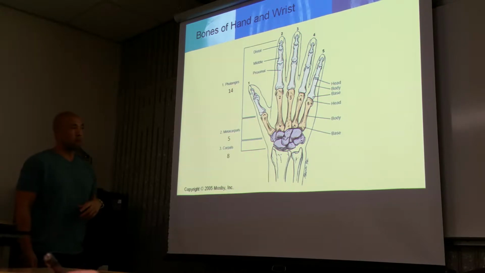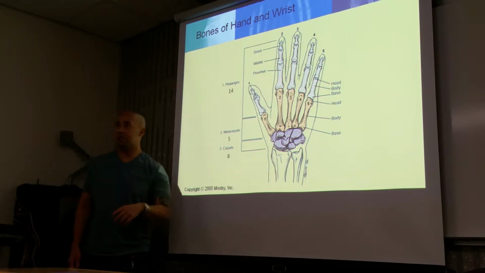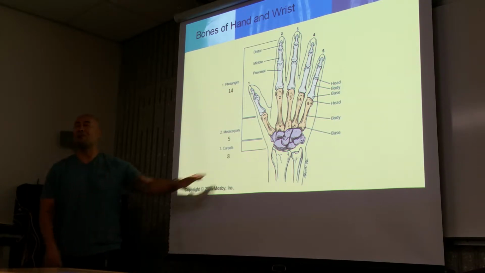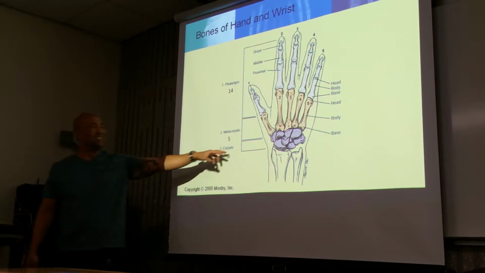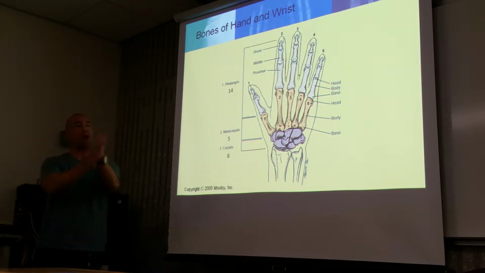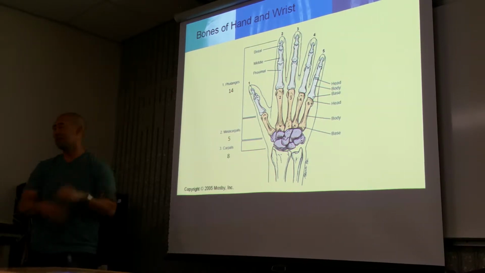And then we'll talk about the carpal bones, which is what? What's your common name for the wrist? Wrist. Carpals is the wrist. Okay, there's a total of 8. So you have your fingers, you have the palm of your hands, and then you have your wrist.